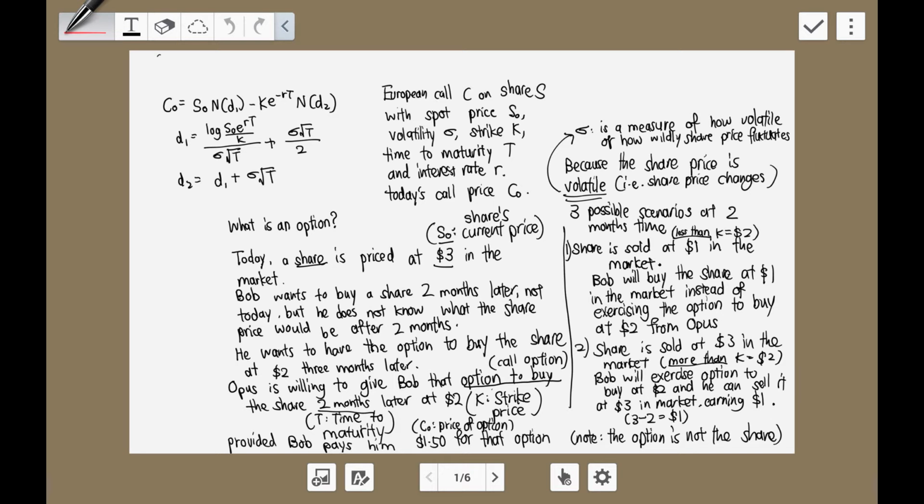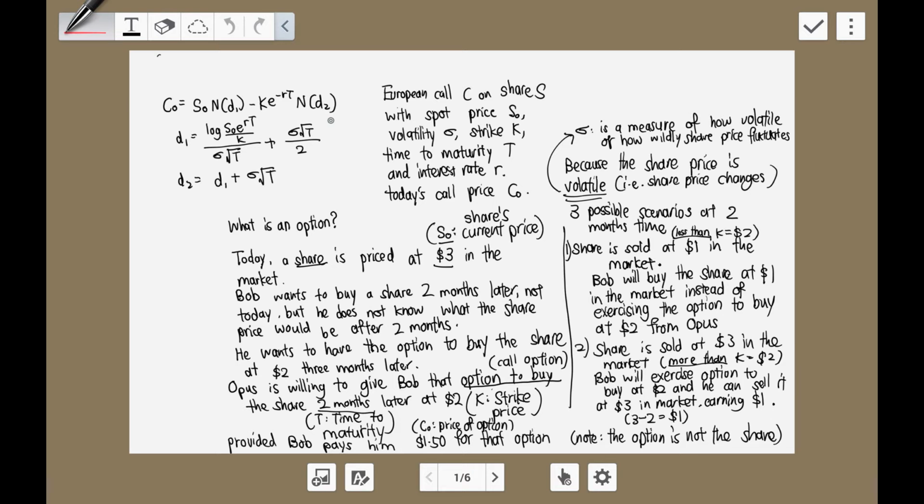Opus will agree to sell to Bob. If Bob decides 2 months later to use that option to buy from Opus the share at $2, then Opus is obliged to honor the option and to sell Bob the share at $2 so that Bob can purchase it at $2. Then we call $2 the strike price. Then because it is 2 months from now, we call it the time to maturity, which is the T in this symbol.